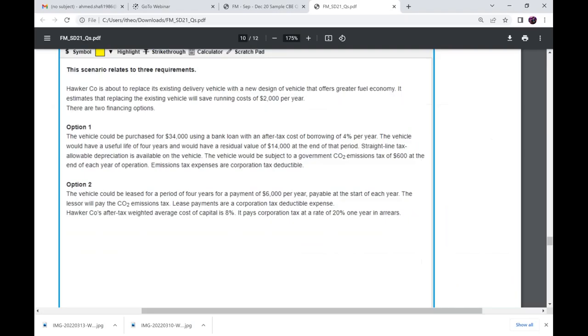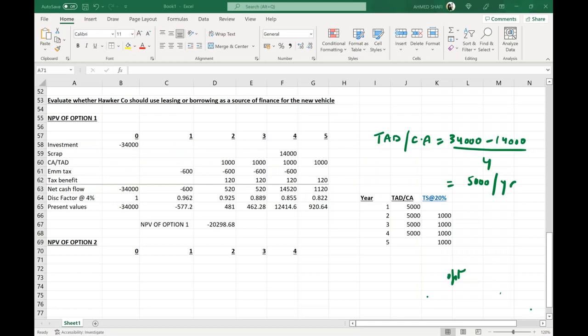The vehicle could be leased for a period of 4 years for a payment of 6,000 per year, payable at the start of each year. So the payment is 6,000 per year. In a normal case, for 4 years, it would be 6,000 each year. But the problem is, they are paid at the start of each year.